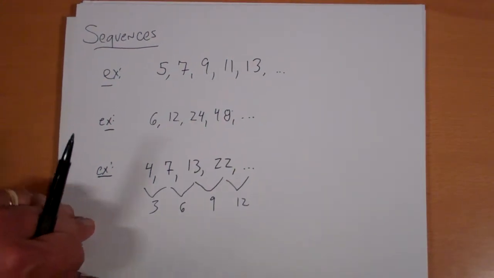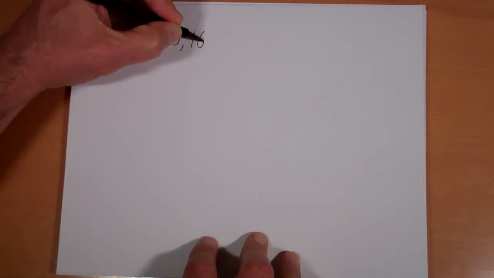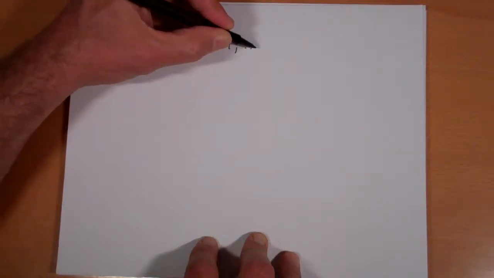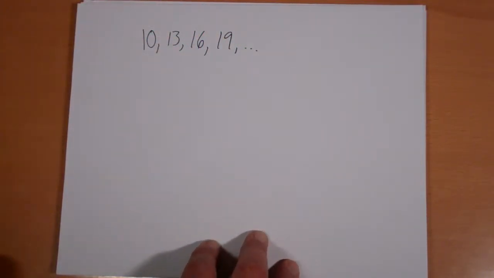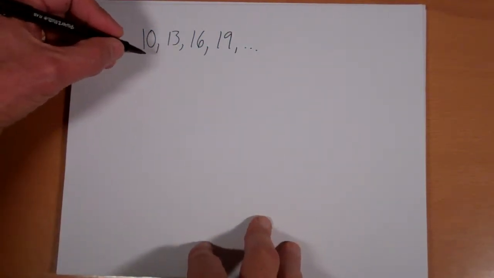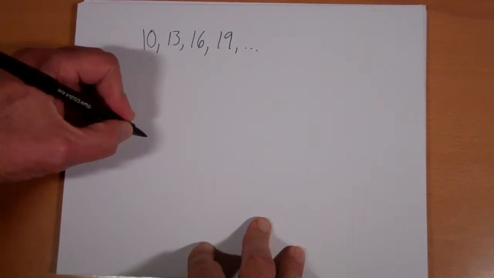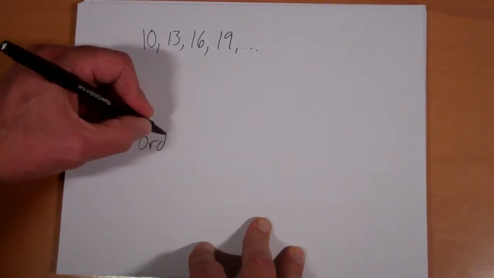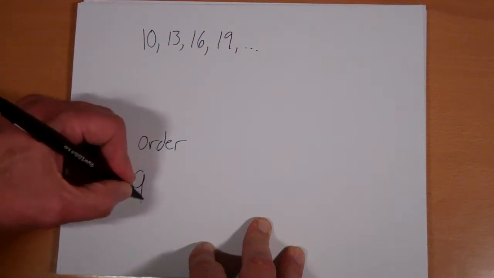So let's look at a given sequence. Let's look at this sequence right here. 10, 13, 16, 19. Nothing particularly complicated about this, but if you notice, in the sequence each element has 2 different attributes. It has a position or an order, and it has a quantity.